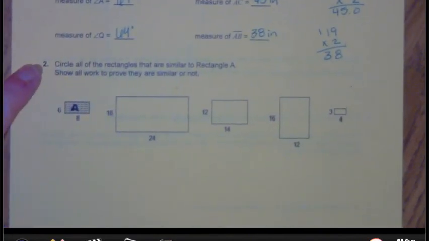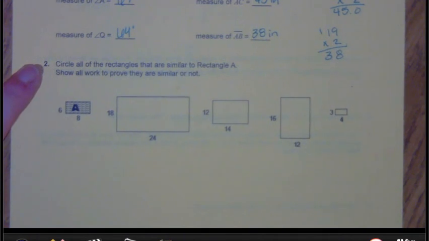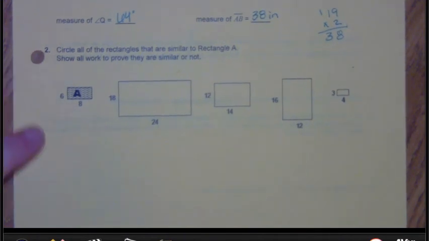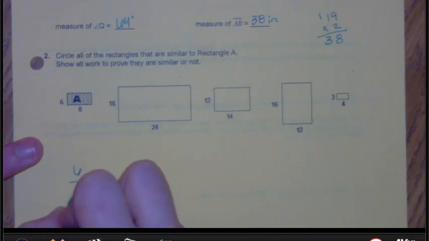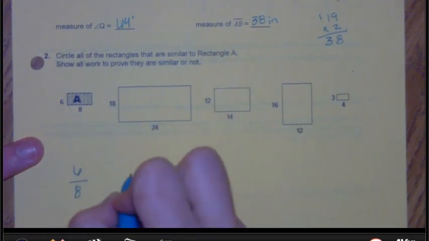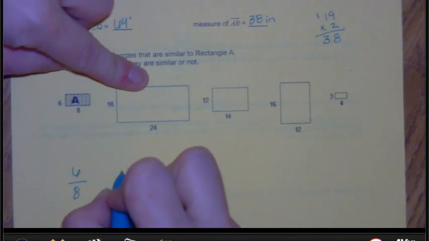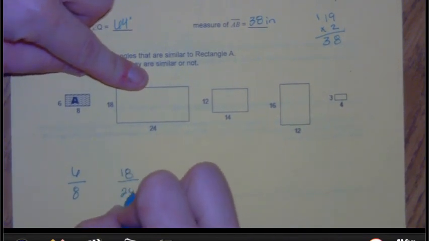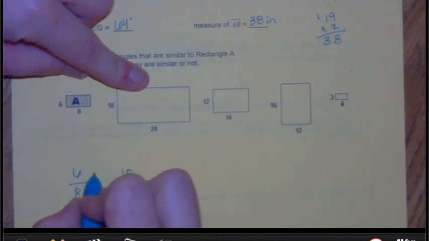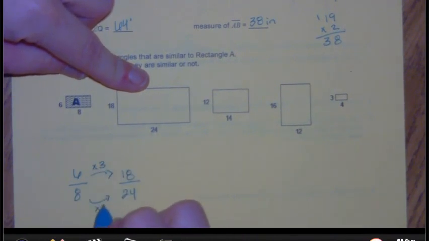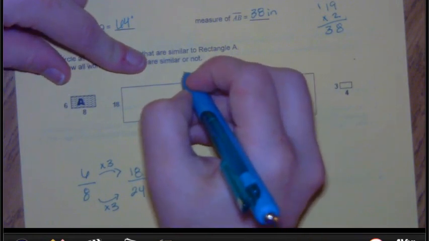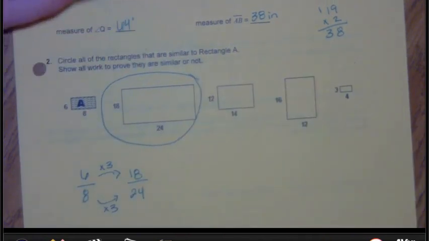Circle all the rectangles that are similar to rectangle A. Show all the work to prove they are similar or not. All right, so rectangle A is 6 over 8. Let's look at this rectangle. It is 18 over 24. Well, how do I get from 6 to 18? I'm going to multiply it by 3. And 8 times 3 is 24. So, yep, that rectangle is proportional.